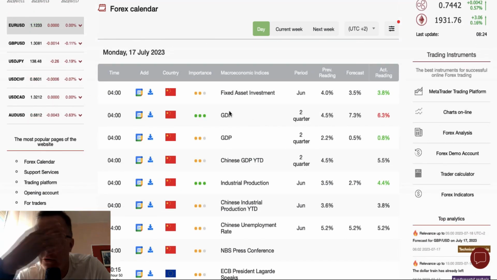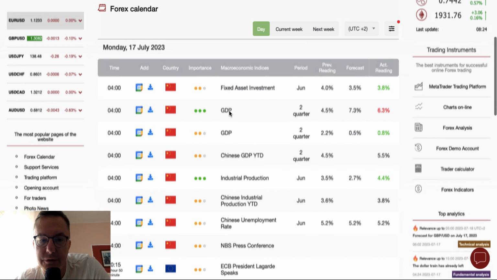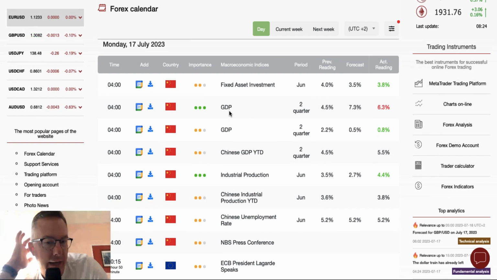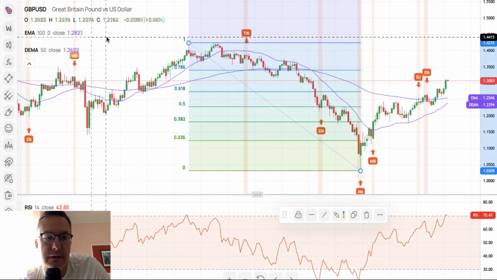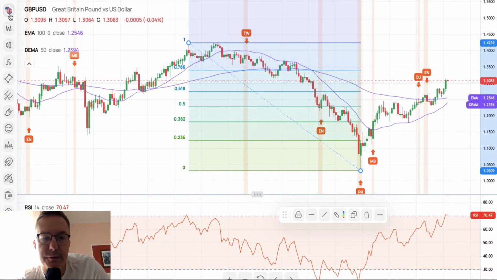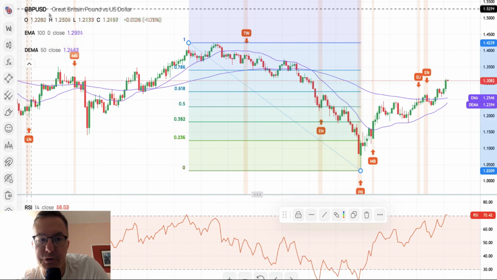So definitely what we are gonna do right now is to take a look at the Australian dollar and the gold to see how they reacted to this data. So let me just switch. Before we switch to the Australian dollar, let me just briefly show you the weekly chart of the British pound.